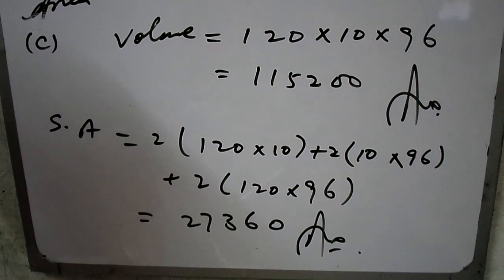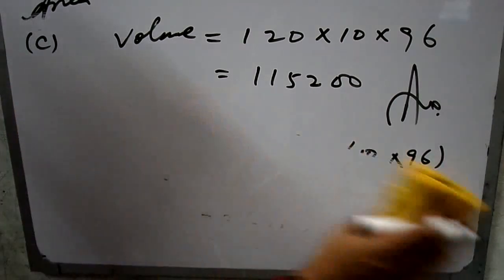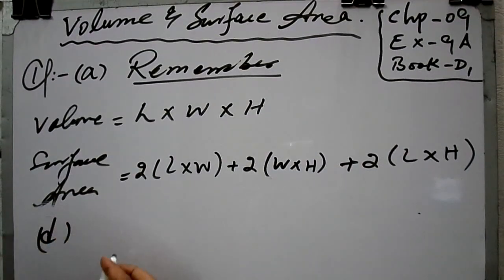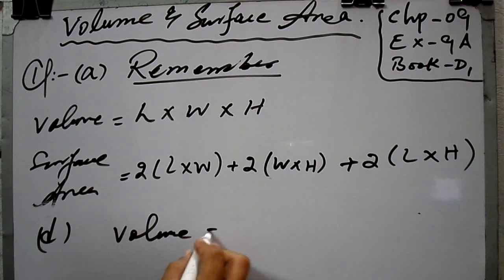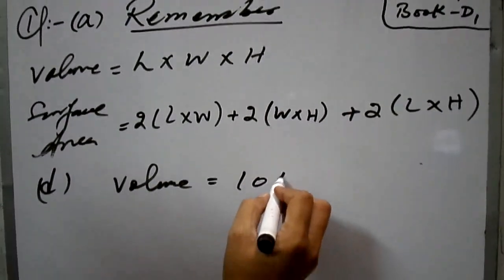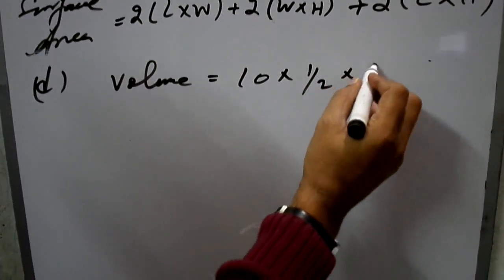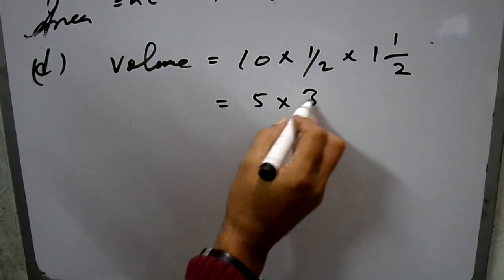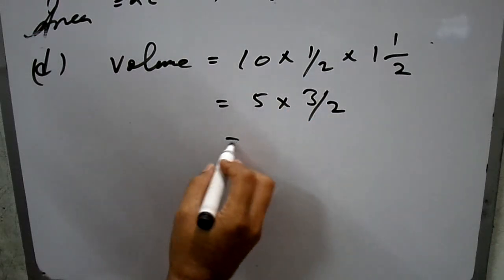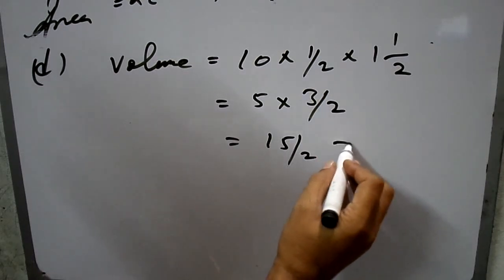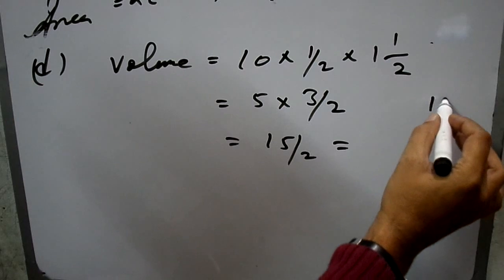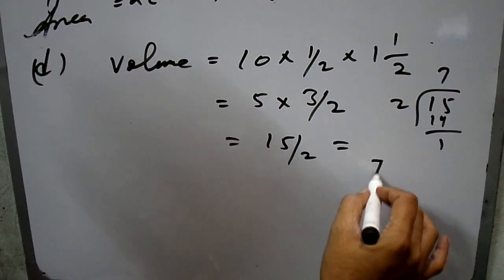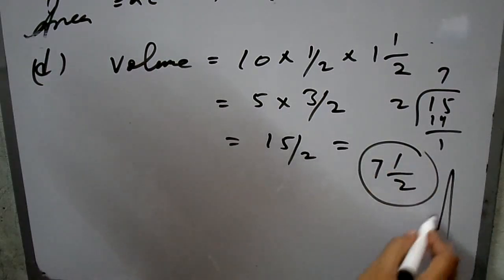So similarly in further parts you can see the volume of solid is equal to length into width into height. Width is half. Similarly 1 whole and 1 by 2. So after simplification you will get 15 by 2. By division, 15 divided by 2, 7 twos are 14, remainder 1. So 7 whole 1 by 2 is your required result.